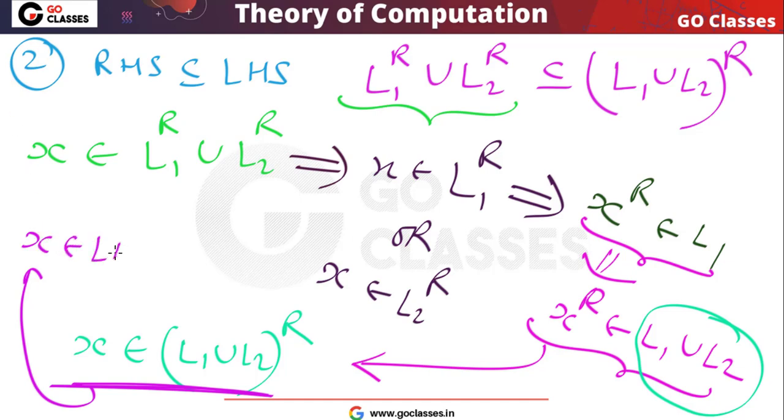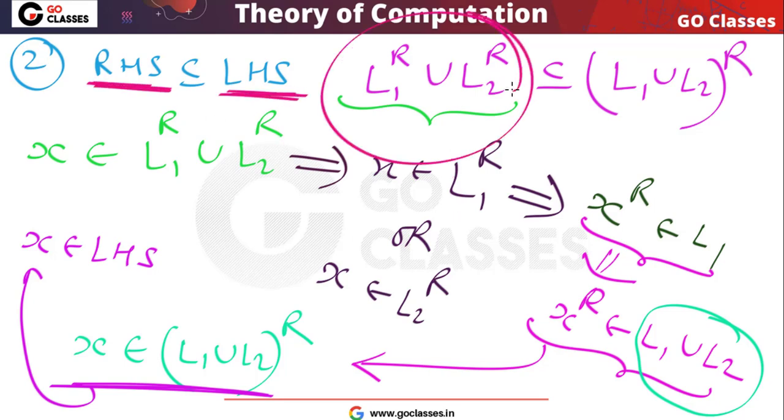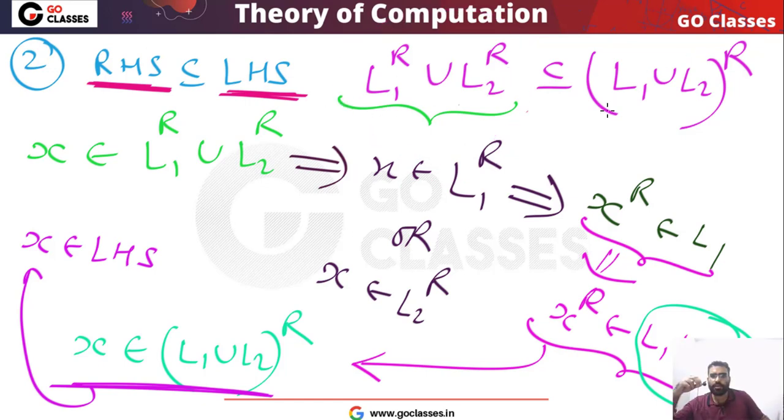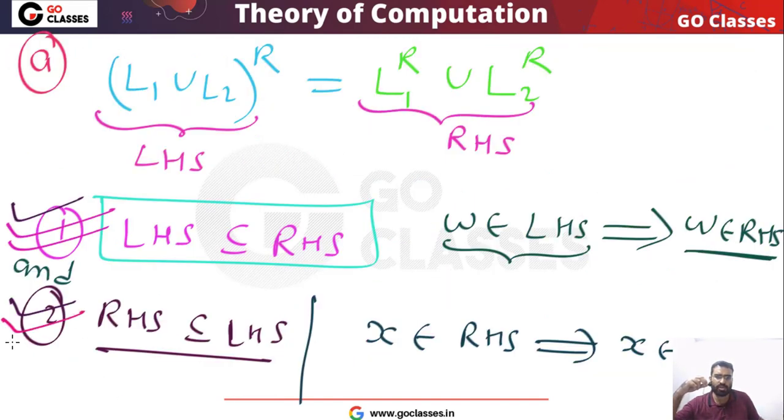We have proven that X belongs to LHS. So what we have done: if X belongs to RHS, then X also belongs to LHS. If X belongs to this set, then it also belongs to this set. So we have proven the second thing also.